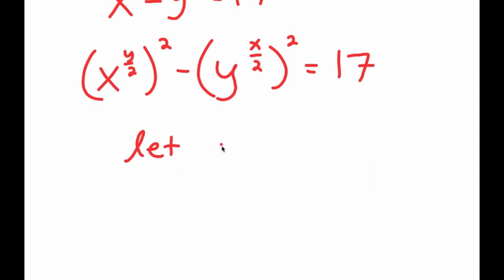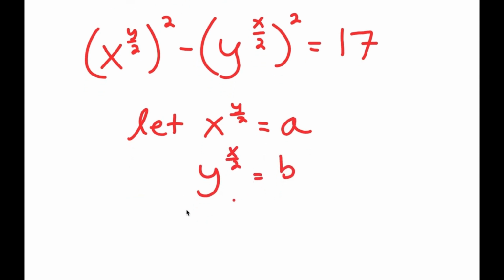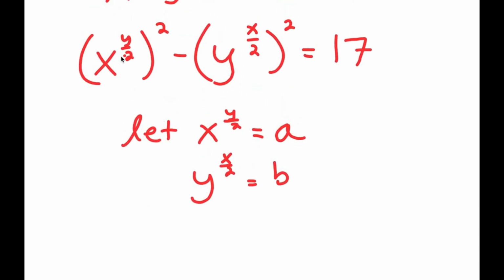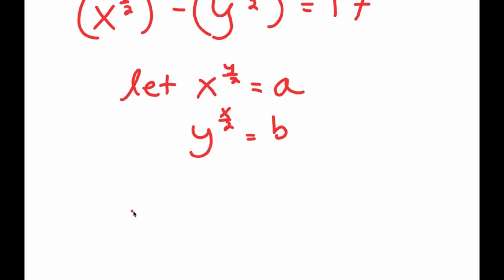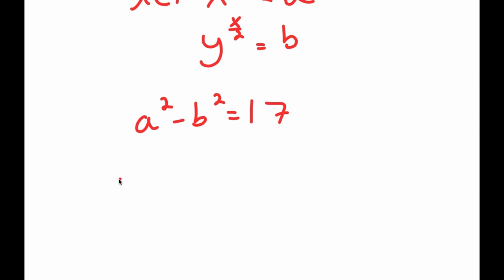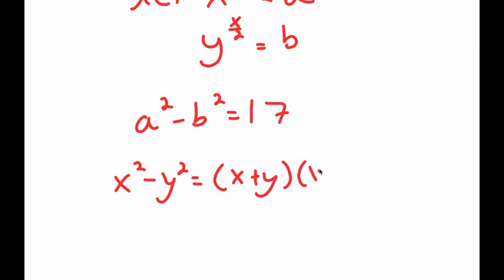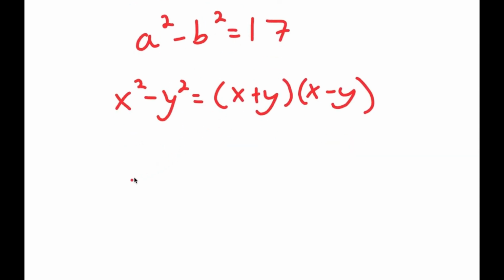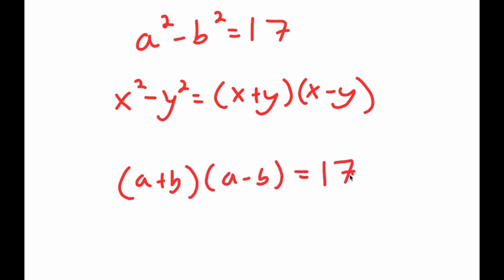Now I'm going to let x to the power of y over 2 equal to the variable a, and y to the power of x over 2 equal to the variable b. So now, if I substitute in a for x to the power of y over 2 and b for y to the power of x over 2, I get a squared minus b squared is equal to 17. Now, if I have something in the form x squared minus y squared, this is equal to x plus y times x minus y. So a squared minus b squared is going to equal a plus b times a minus b, which is equal to 17.